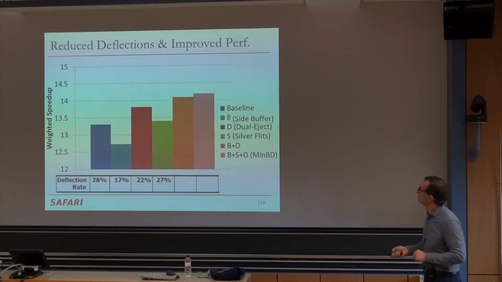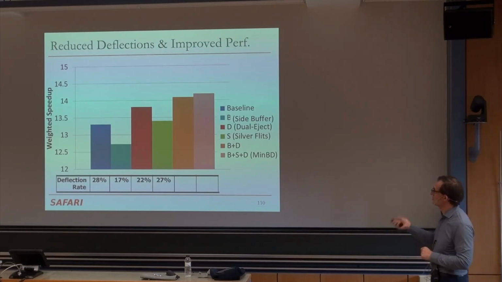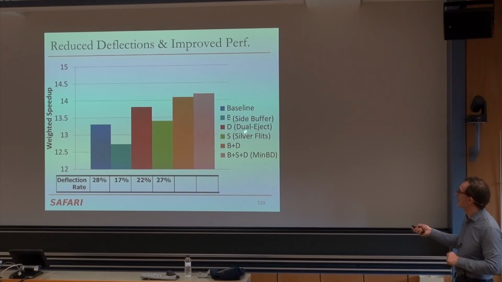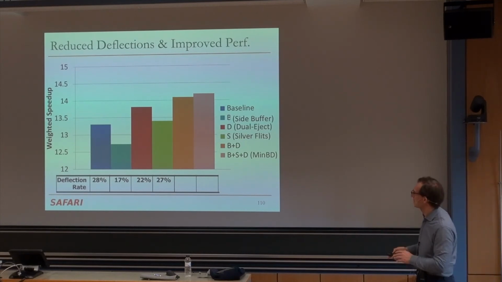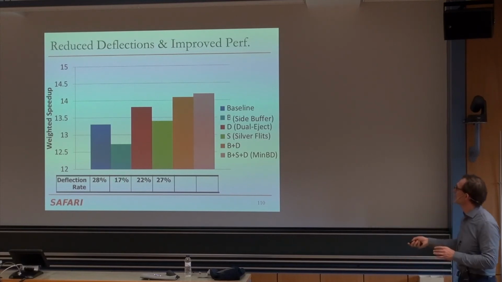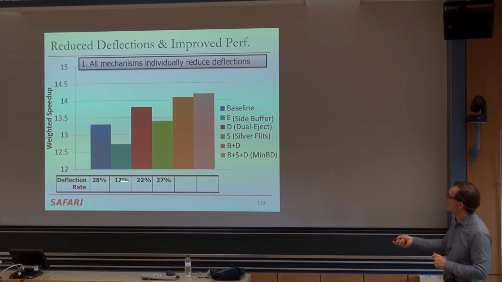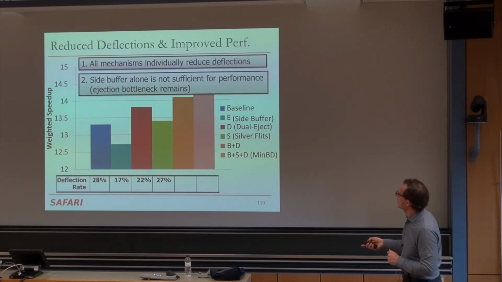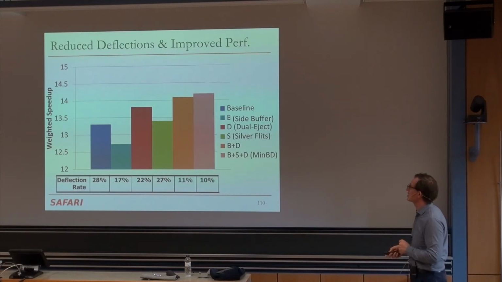Okay. So let's take a look at the deflection rates and performance over here. So this is weighted speedup averaged across all workloads, baseline. If you add a side buffer, you actually, I'm not going to go through this in detail. You can read the paper. But basically, you reduce the deflection rate if you add a side buffer, but your performance also reduces. All mechanisms individually reduce deflections, as you can see over here. Side buffer alone is not sufficient for performance because the ejection bottleneck actually remains.